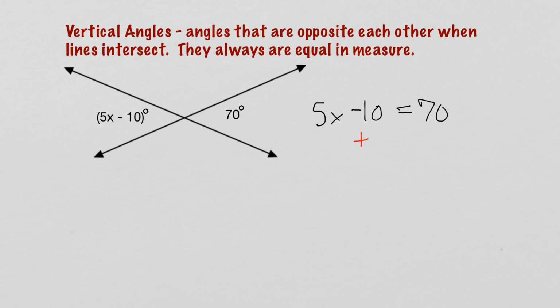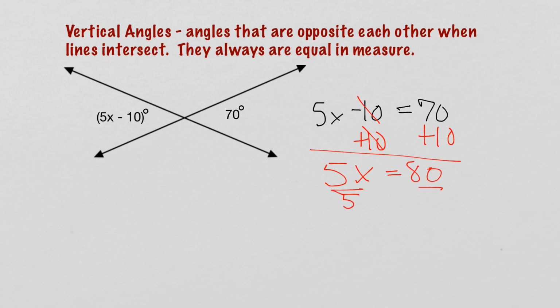So you guys know how to solve equations. I'll add 10 to both sides. That's going to leave me 5x equals 80. Divide by 5.